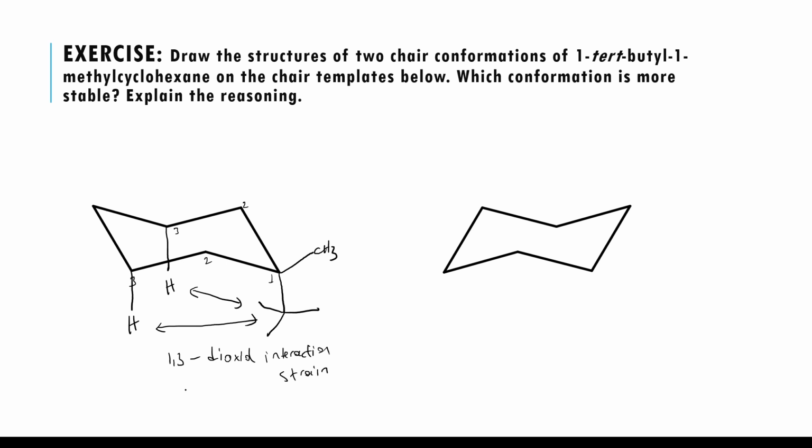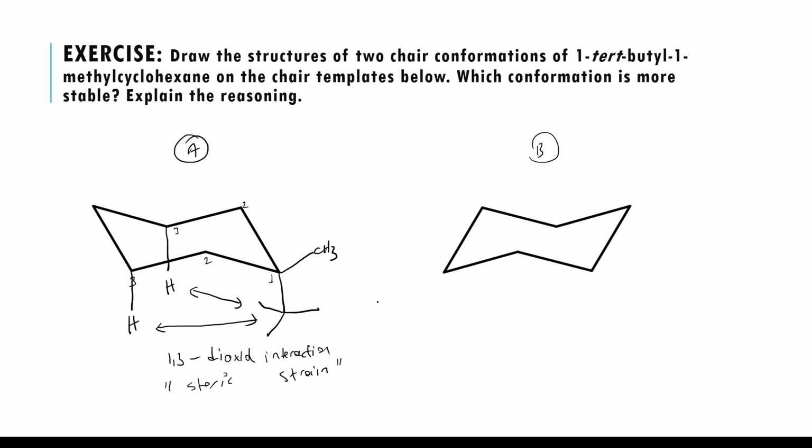and this is a steric strain. Type of interaction is steric strain. Basically, the bulky tert-butyl group will be interacting with the hydrogens sterically, and we will have a strain. This is the first, or let's say, A conformation. Let's have a B conformation.